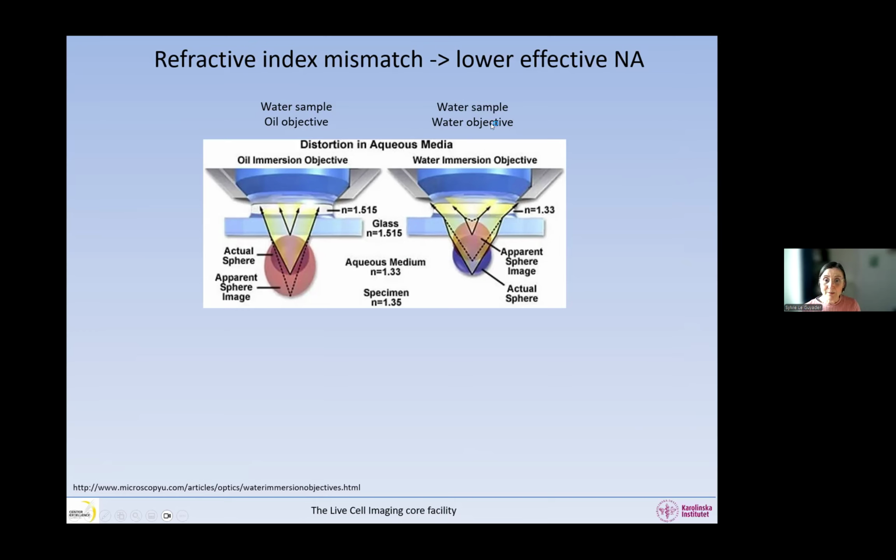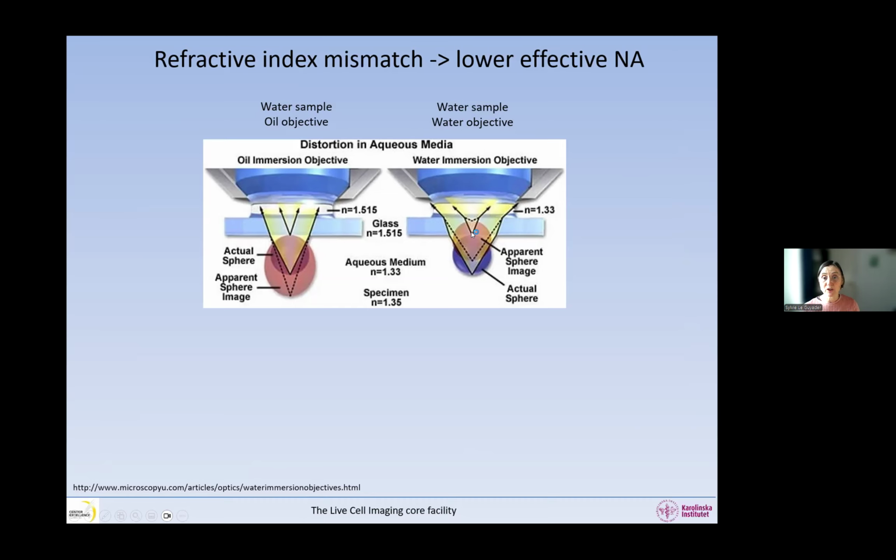And if we do the same thing with a water immersion objective, as we should, this is the sphere that we're actually imaging. What happens is that the image of the sphere is displaced, but it's correct because we have the same refraction at the top and at the bottom.